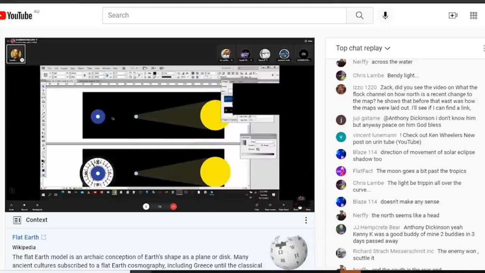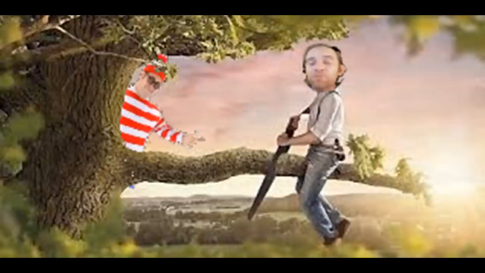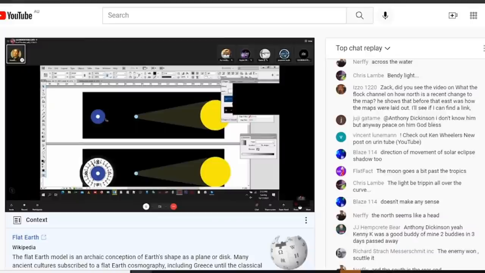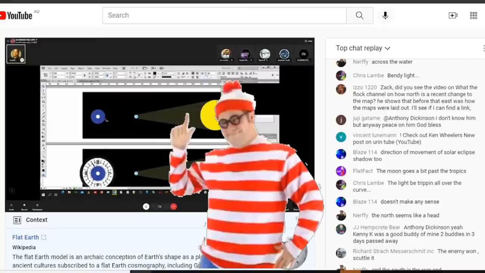Again, the moon's shadow being 2 miles in diameter, I'm going to go out on a limb here and say... Are you sure you want to go out on that limb, John, when Where's Wally is right behind you? Whatever, man. That is indicative, unless there's some really weird lensing effects going on that we're not aware of. And this would be more pertinent to a flat Earth discussion. Or geometry that you are not aware of, triangles and such.